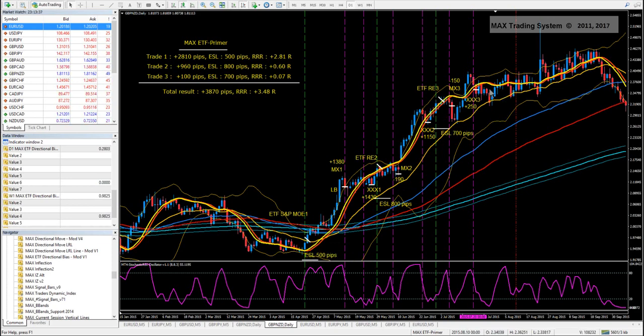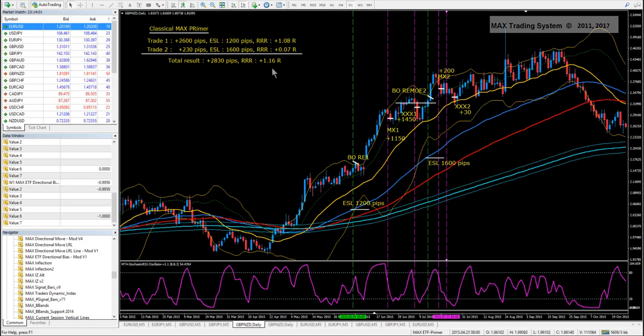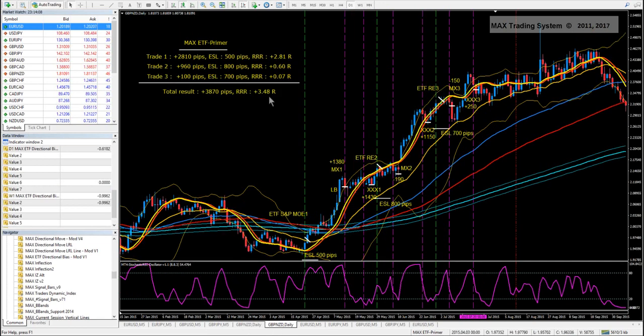And it was still possible to catch some small movement here or here after this important news release. And so you can see the improvement of the reward to risk ratio. We have been able to add an additional trade, and globally with the 3 trades, we have more than double the reward to risk ratio, 3.48 instead of 1.16, so more than twice the result, almost 3 times the result, in fact.